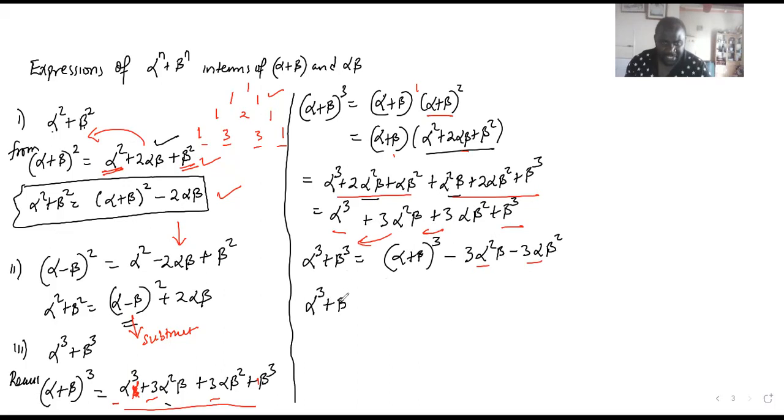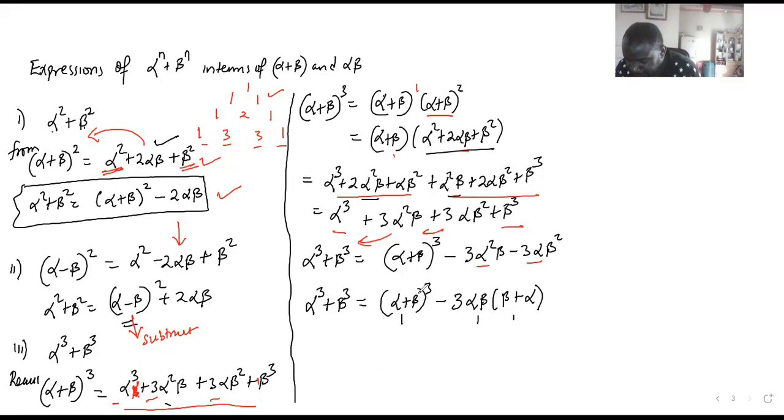Alpha cubed plus beta cubed will be alpha plus beta cubed, factorize out minus 3 alpha beta into beta plus alpha. You know, this is the sum, this is the product, this is also the sum. So it is in line with what we have been seeing earlier. So we can borrow these ideas and introduce sums and products. The last one I can talk about is maybe the expansion of alpha power 4 plus beta power 4.